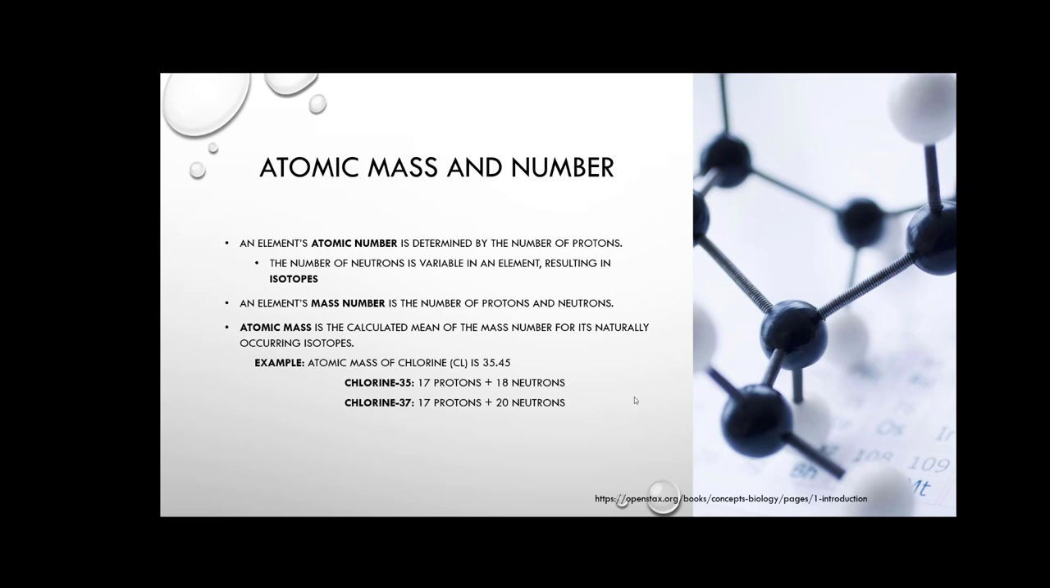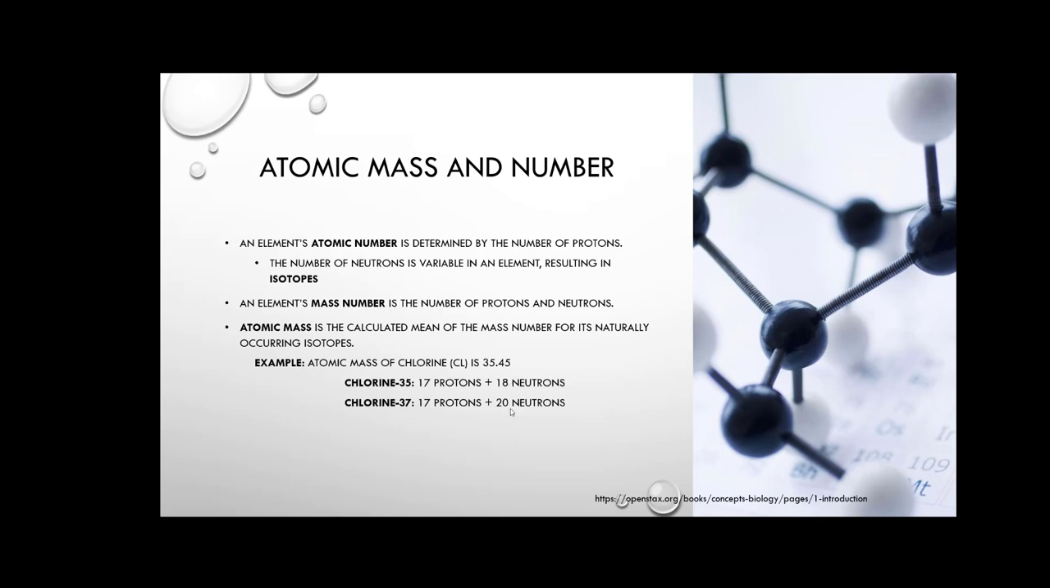However, the number of neutrons in the nucleus of the atom can change and is variable for that element. So for example, if we take a look down here, we might have chlorine, which always has 17 protons, so its atomic number is 17. But the number of neutrons in the nucleus can vary.